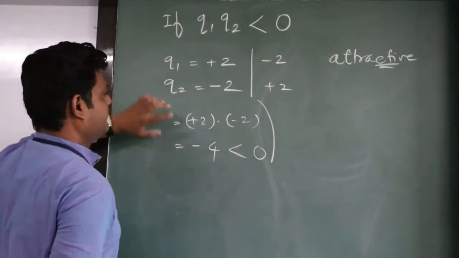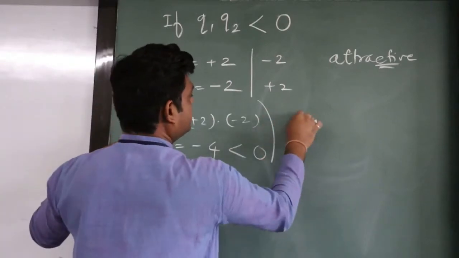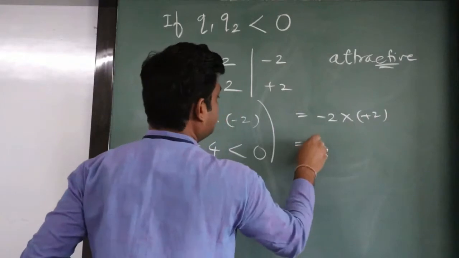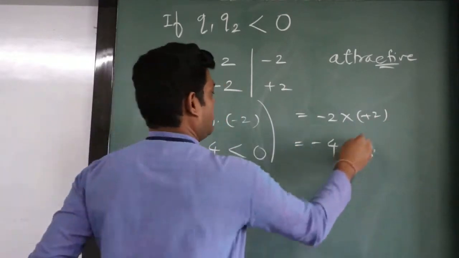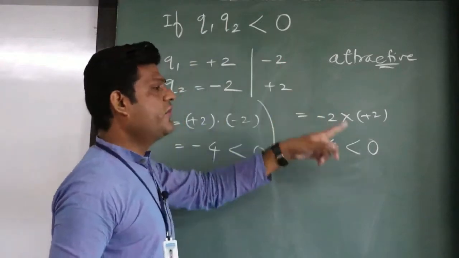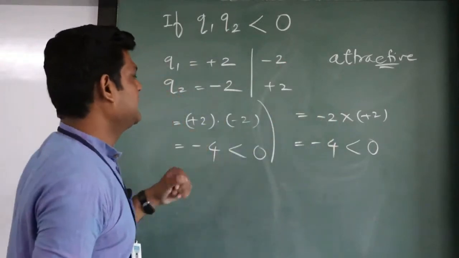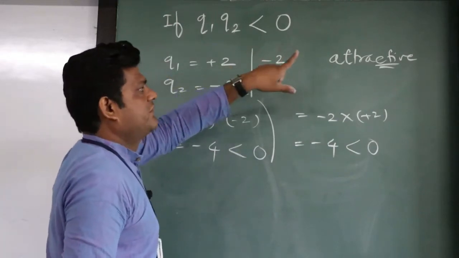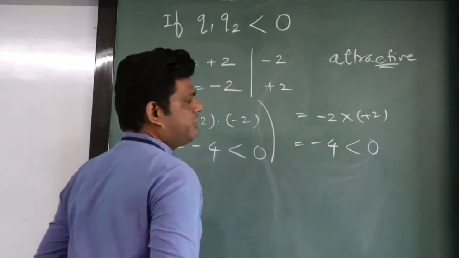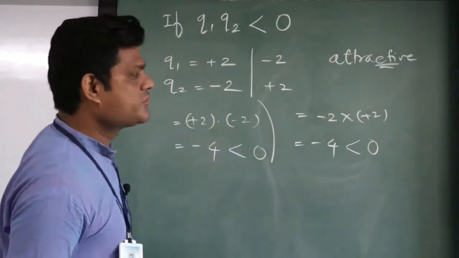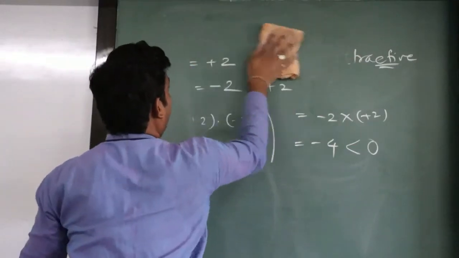In that case, the same situation will be there: -2 into +2, again the product is -4. The product is less than 0, right. The condition is satisfied over here. So we can say that when the two charges are different, the force will be attractive, that we know. Okay, so here we finish Coulomb's law in vector form.